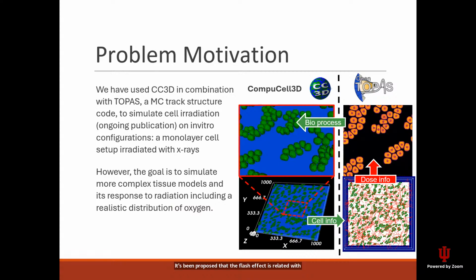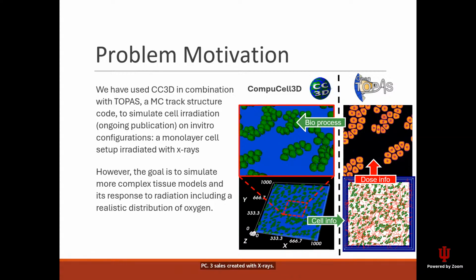So we have already used CC3D in combination with another software called Topaz, which is based on Geant4, a Monte Carlo track structure code to simulate the radiation transport in matter. To simulate the cell irradiation, we have an ongoing publication, already with the editors, of an in vitro configuration. This is a monolayer of PC3 cells irradiated with X-rays.